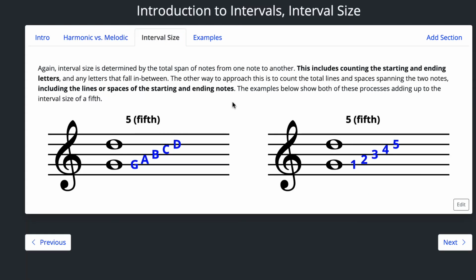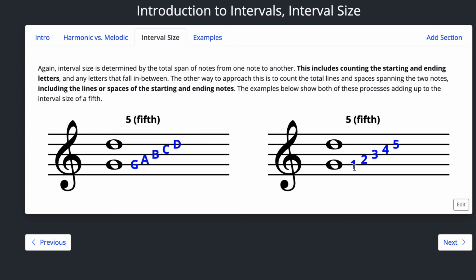Now when it comes to doing interval size, there's a couple ways that we can approach it. And I kind of mentioned it earlier. It's all about the number of letters involved or the number of lines and spaces. So we can either count letters, maybe on our fingers. So if this is G, the next letter is A, the next letter is B, C, D. That's a total of 5 letters we've gone through in order to get from G to D. So we call the size of this interval a fifth.